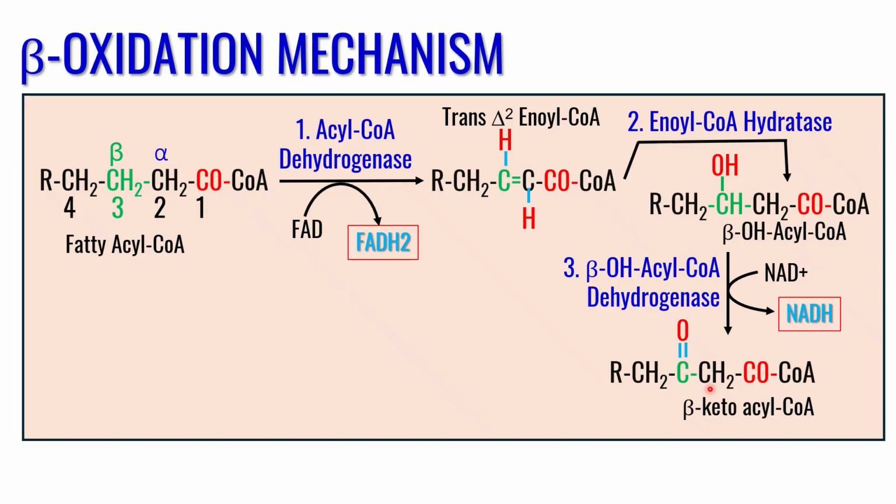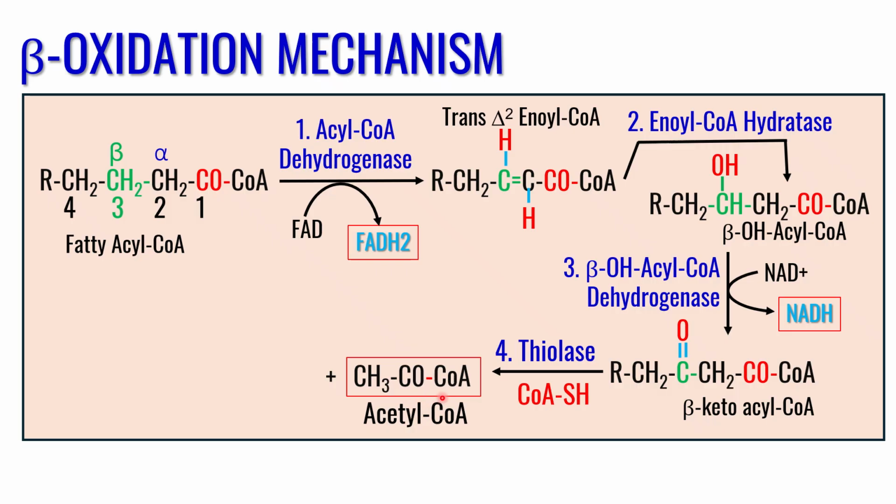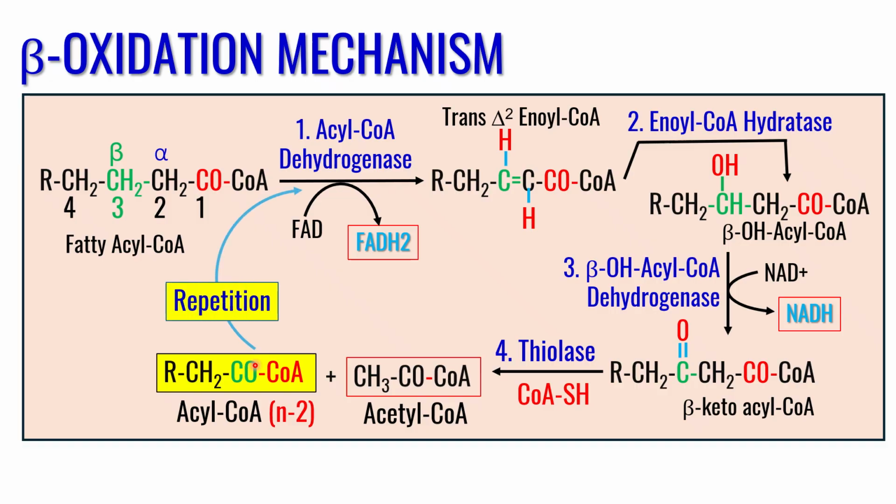There is another important point to note here. The bond between carbon atom 2 and 3, or you can say alpha carbon and beta carbon, is labile, and this is cleaved by thiolase, which uses coenzyme A, releasing a 2-carbon unit known as acetyl-CoA, and the remainder of the fatty acyl-CoA, which is shorter by 2 carbon atoms. This fatty acyl-CoA repeats these reactions until it is completely oxidized. So these are the 4 reactions which describe the mechanism of beta oxidation.